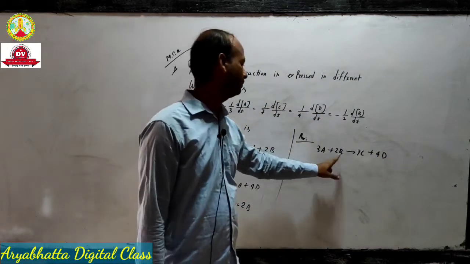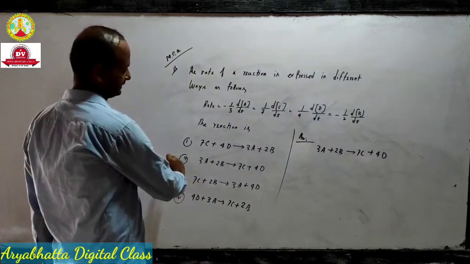So which is the correct answer? Now let's say 3A plus 2B, arrow, 7C plus 4D. Obviously this is the correct answer. Clear?